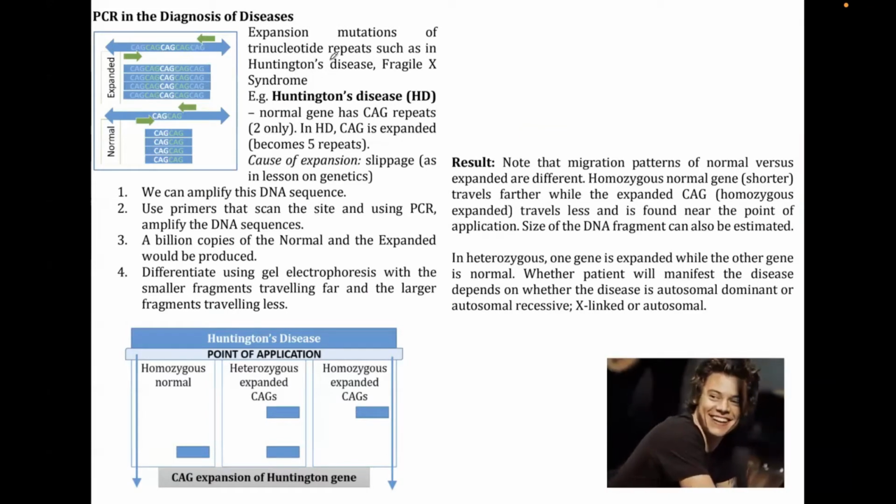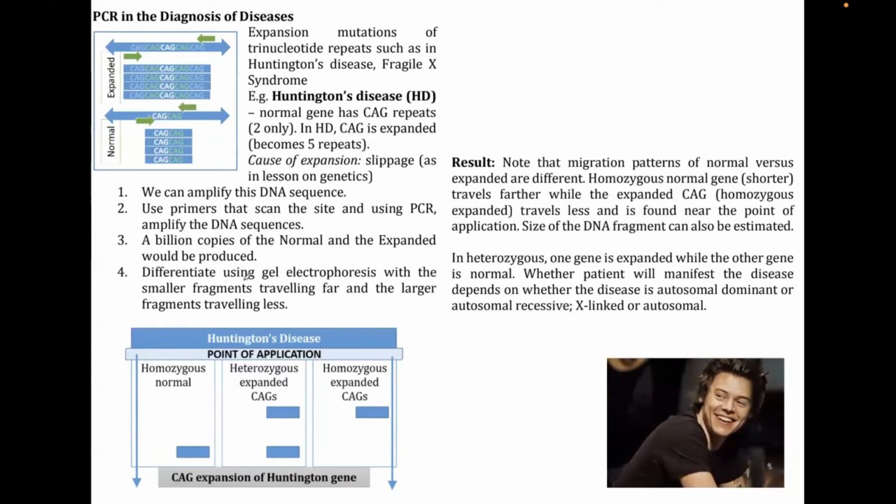So for example, your Huntington's disease, your HD, has a normal gene of CAG repeats only. Yun yung pagkakasunod-sunod ng sequence ng kanyang mga nitrogenous bases. And then in Huntington's disease, CAG is expanded and becomes 5 repeats. So the cause of expansion is your slippage as is discussed on your genetics.